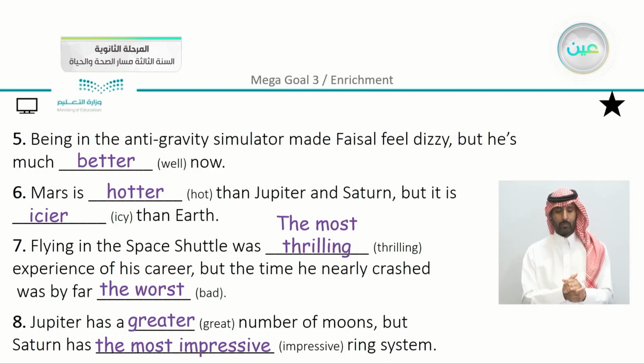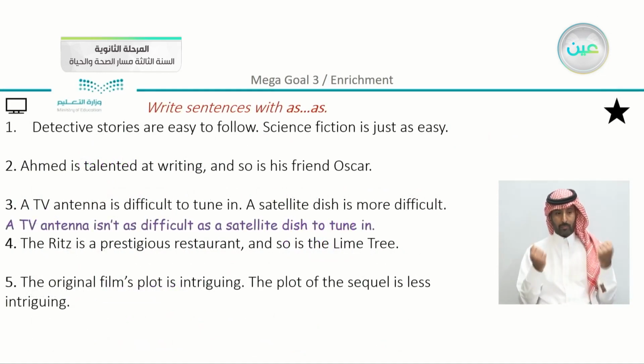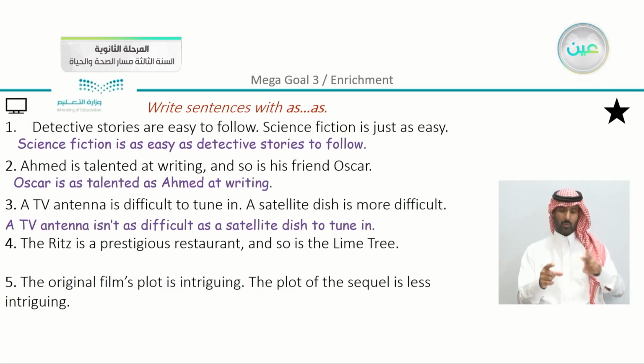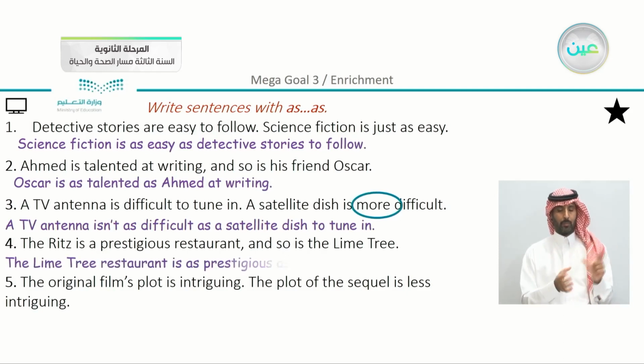So we have just revised or practiced here using to write sentences with as and as. Now you can see that we have different examples. We are going to do the last one together. The original film's plot is intriguing. The plot of the sequel is less intriguing.